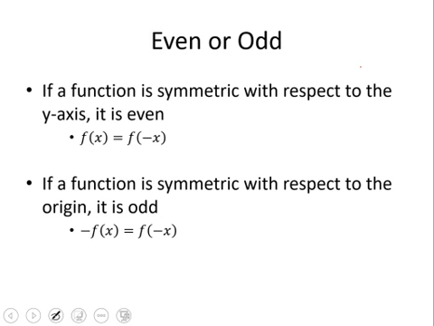If it's symmetrical with respect to the origin, then it's considered odd. So that's where you change the x and the y, and you end up getting the same. A circle, x squared plus y squared is equal to 5, would be considered an origin, or an odd function. Now, can it be both? It can. It can be both. And could it be neither? Yes.